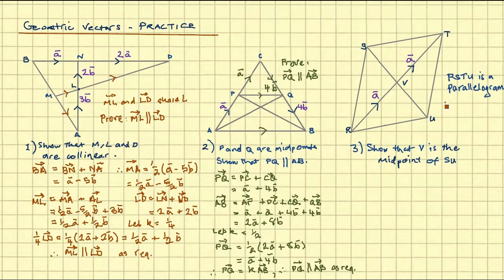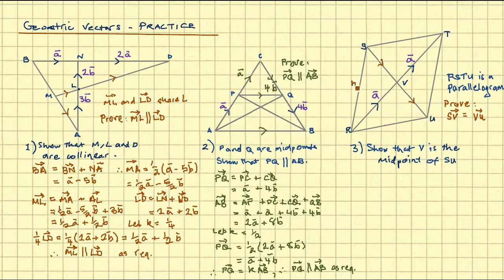Okay, so what have we got to prove exactly? Well, the first thing is to define exactly what we're going to prove. We're going to prove that a vector drawn from here to here must be equal to a vector drawn from here to here. In other words, vector SV is going to be exactly equal to the vector VU. Okay, and if you're confident that you can do that, pause the video and give it a go.